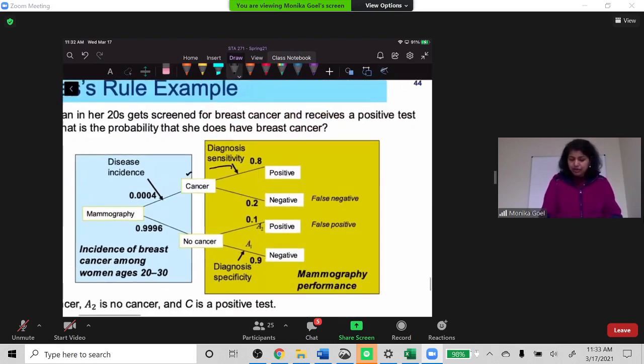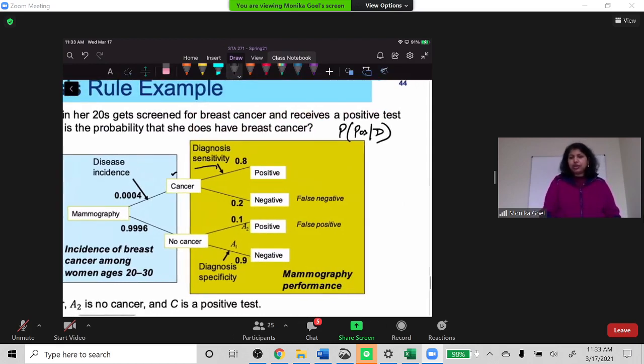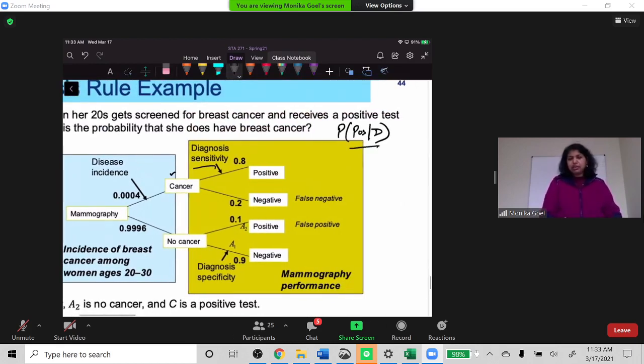So how do we write this? The test comes out positive, knowing that there is a disease, right? So the test comes out positive, there is a disease. Given there is a disease, the test comes out positive. So we are talking about the sensitivity of the test.